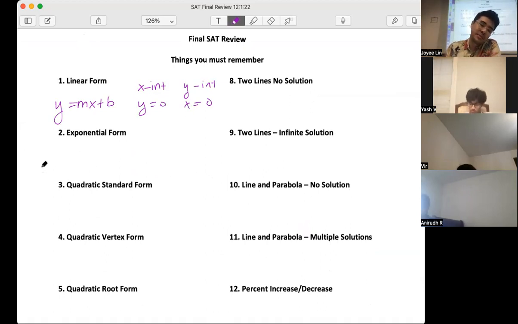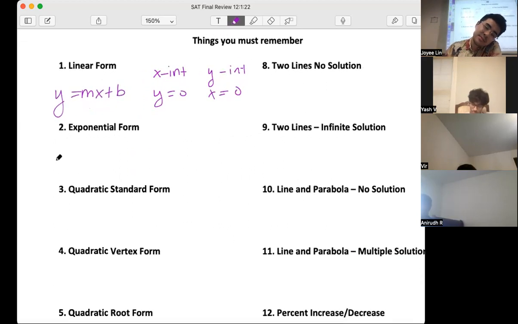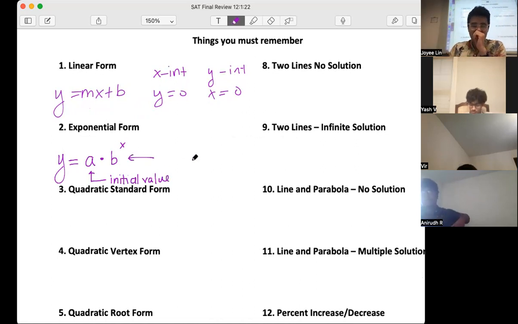Exponential form. A times b to the x, right? This is the initial value, right? That's your starting point. And then what does the b represent? Scalar. They won't use the word scalar though. Ratio. Sometimes they say the compounding rate. Compounding rate versus linear form would be the constant rate, right? Constant rate.